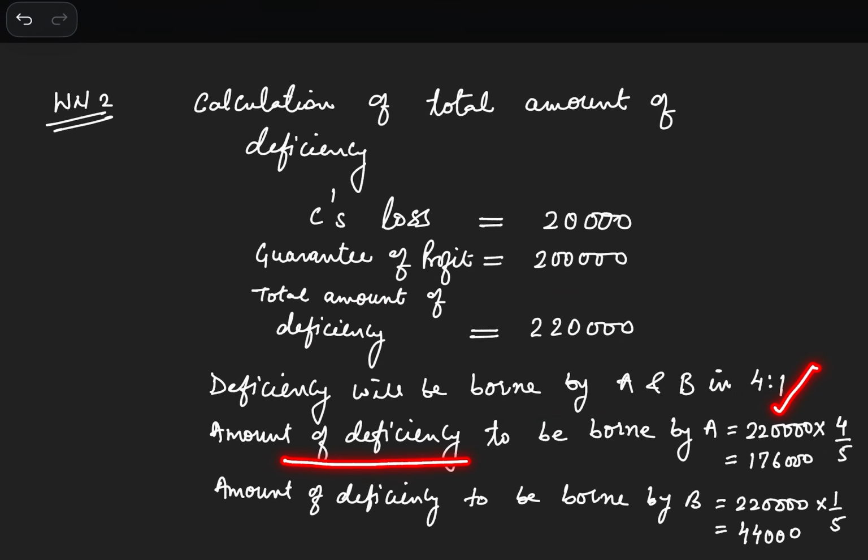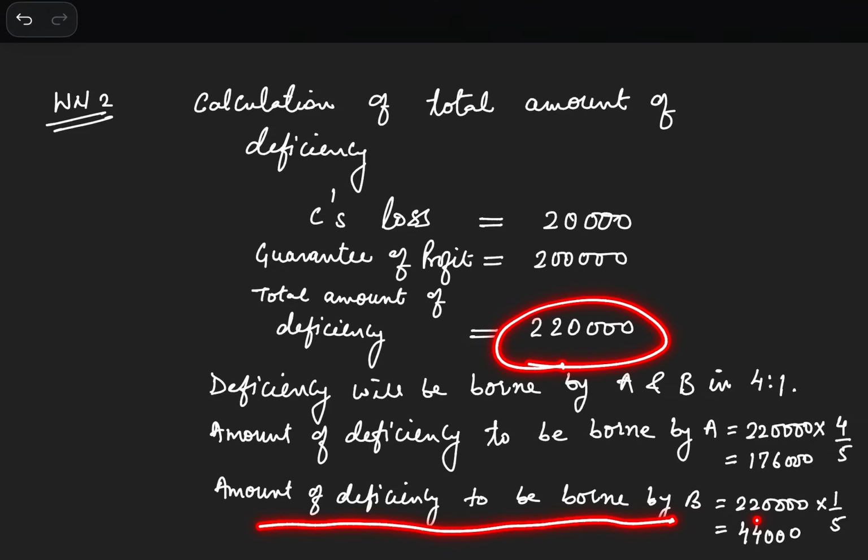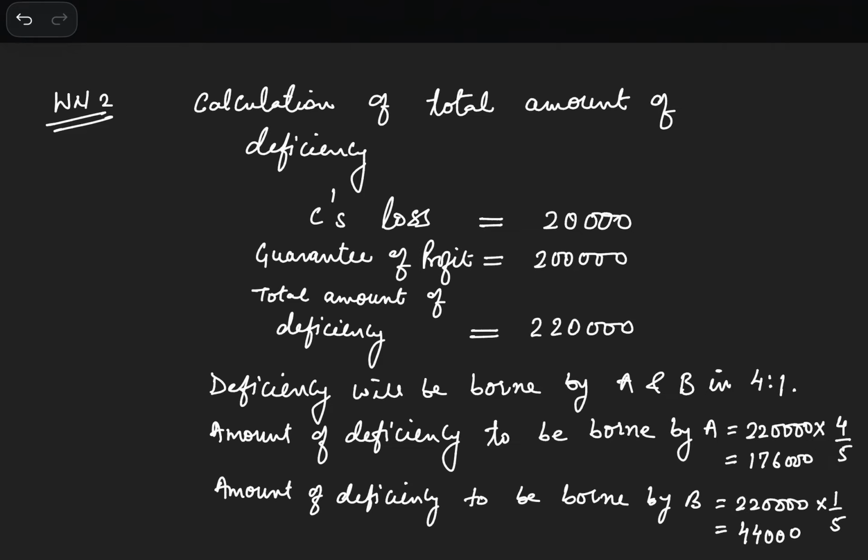So the amount of deficiency to be borne by A equals the total amount of deficiency, that is 2,20,000, multiplied by 4/5. That comes out to be 1,76,000. Now the amount of deficiency to be borne by B: the total amount of deficiency 2,20,000 multiplied by 1/5 gives us 44,000.